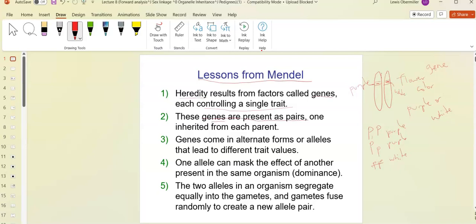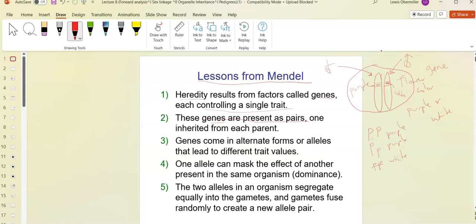And we get one from each parent. So this particular pea plant got this chromosome with the purple allele from, let's say mom, and it got this chromosome from dad with the white allele. And of course, it inherited one from each parent, and this is diploid, right? It's 2N, which is most organisms. And we'll talk about variations of this later.